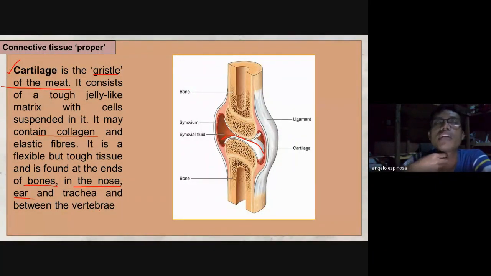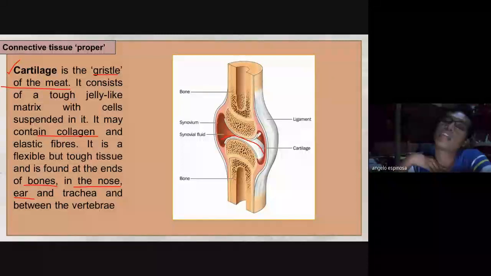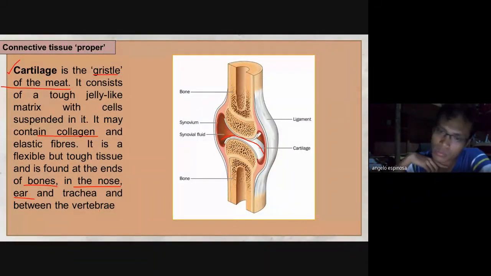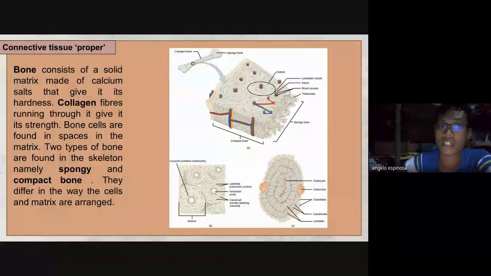Yeah, ang trabaho ng ring of cartilage is para pag nag-move tayo ng ganyan, hindi agad napuputol yung neck natin. So, kinokontrol niya yung moving. And then you have trachea and between the vertebra.